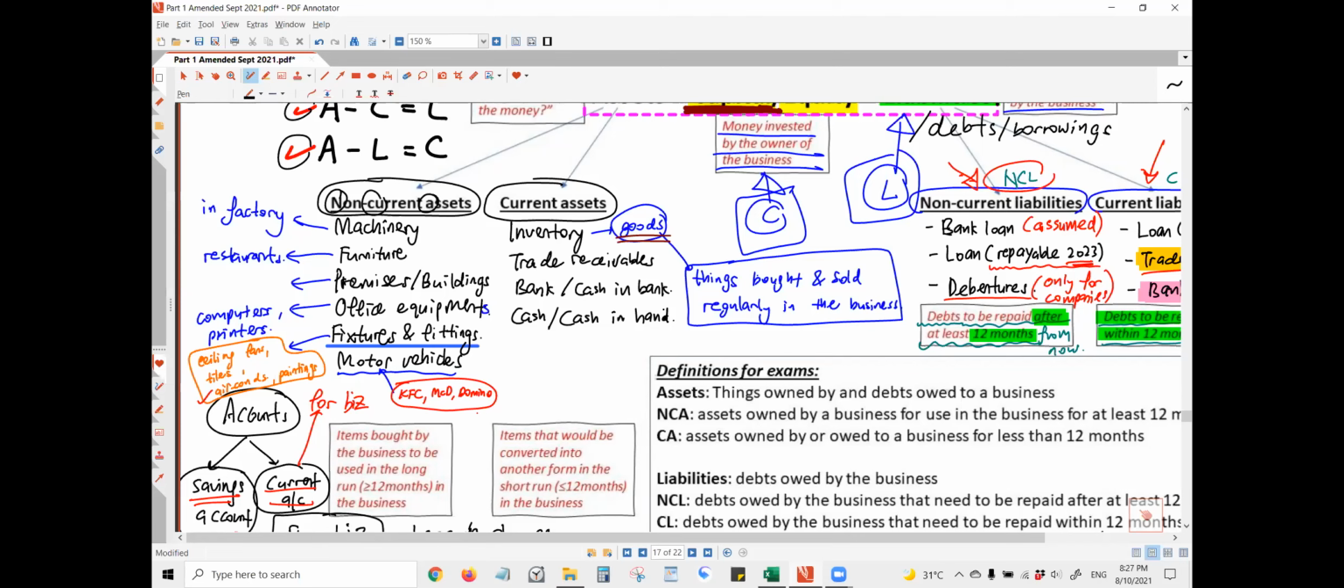Before I explain all other current assets here, let me first tell you what are non-current assets. Okay, and why do we call them non-current assets? You can look at the definition box at the bottom right. You see the one I'm highlighting in blue color. Okay, the definition for NCA is that. Let's go have a look at that.